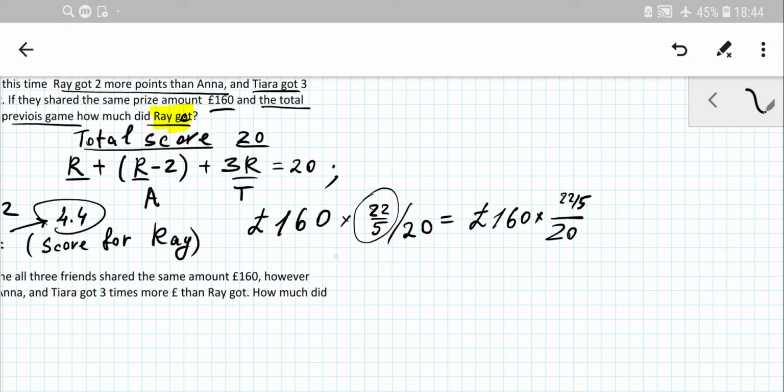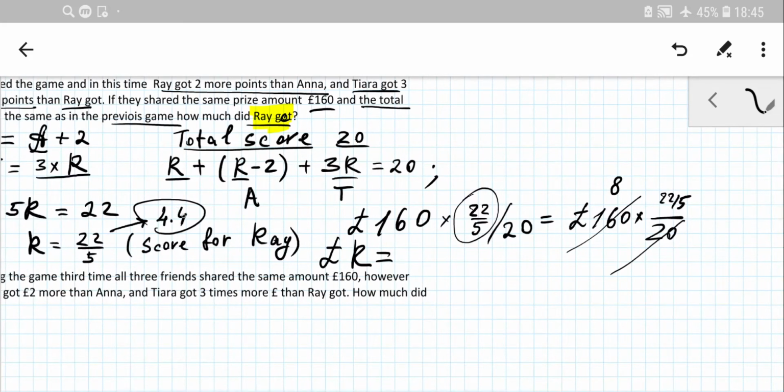Okay, so the final answer, that's Ray's amount of the price, is simply 160 and 20 cancelled, so you're left with 8, and then you need to take 8 and multiply by your number, 22 over 5. So you've got 32, right? And on top of that, 8 multiplied by 0.5, so it's an extra 4, right? So you've got 36, that stays for Ray. Okay, that's the amount of the price for him.